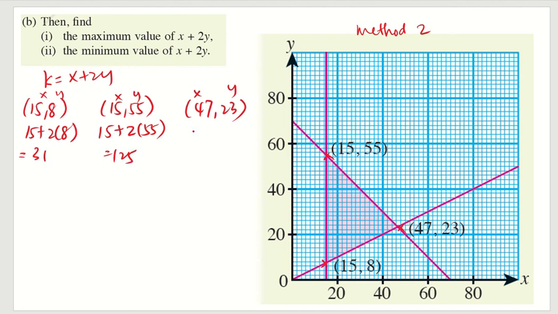Then another one. Is it something I did wrong? Sorry. Yeah, x is 47. 47 plus 2 times y, 23. So the answer is, this one is what? 93, is it? 93. Okay, so from here, can you see which one is maximum and which one is minimum? This is the maximum. This is the minimum. This method is the easiest one.